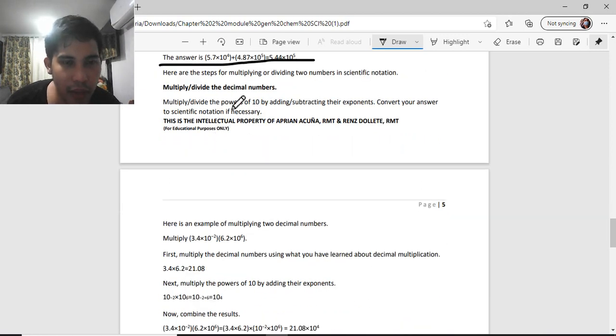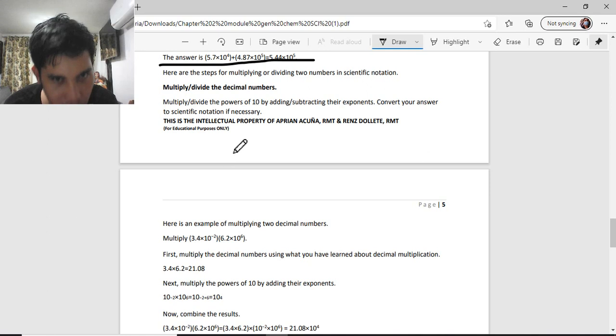Okay, multiply or divide the power of 10 by adding or subtracting. Kung ma-multiply ka class ang imong value, ang iyang exponent gina-add mo. Pero kung ma-divide ka, ang iyang exponent gina-minus mo. Kaya mo lang nakasimple. Convert your answer into scientific notation if necessary.